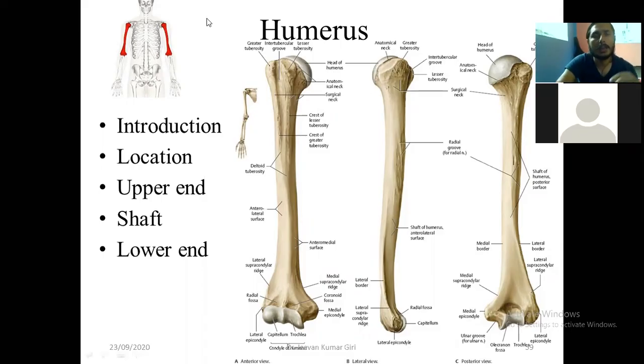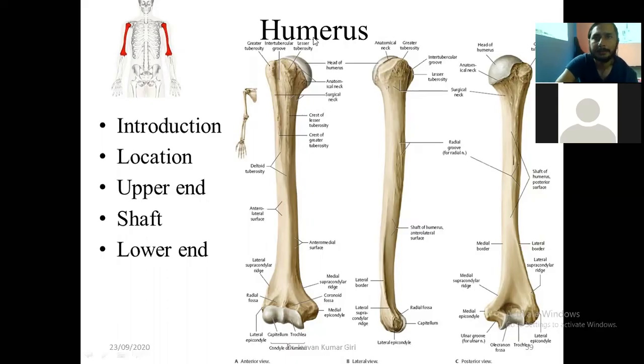Are you getting? So it is the long bone, the longest bone of the upper limb, and the location, it lies in the arm region. So that is the bone of the arm region. That is the introduction and the location. Now see, if you see the humerus bone, we can read it under three headings. First we will read the upper end, next the shaft and the lower end.